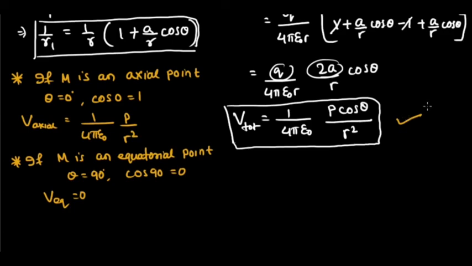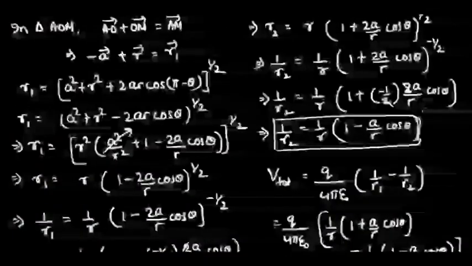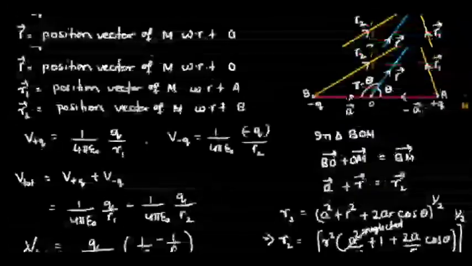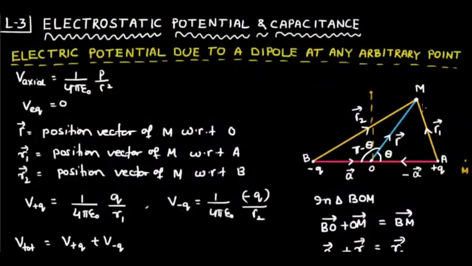So students, hopefully you have understood the process in which we have derived the expression for electric potential due to the dipole at any arbitrary point. If you have any doubt, then you can ask me in the comment section. So in the next class, we will discuss about the electric potential due to a uniformly charged spherical shell.